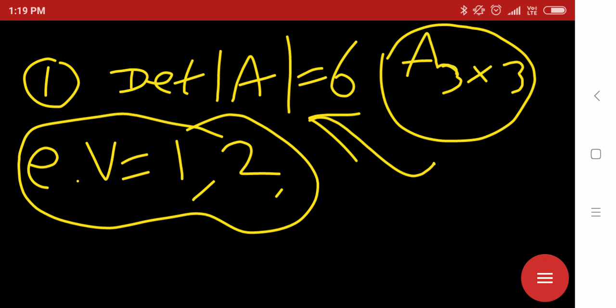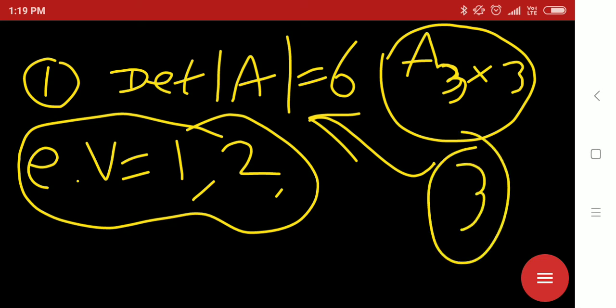What do we know for a 3 by 3 matrix? How many eigenvalues will we get? The number of eigenvalues for a 3 by 3 matrix is 3. So a 3 by 3 matrix is given, eigenvalues 1 and 2 are given. Now what is the question? The question is: what will be the third eigenvalue? Here I am denoting it by lambda 3.